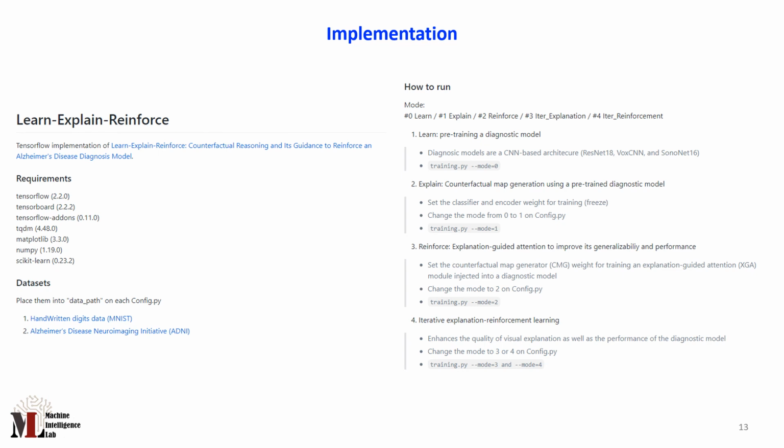First, in order for this code to work, you must make sure to set the version to the requirement below. And the corresponding dataset can be confirmed and downloaded through the hyperlink below, and the training step corresponding to the mode number has been written down. For example, in mode 0, the loop training the diagnostic model is executed, and in mode 1, the loop training the counterfactual map generator for interpreting the previously trained diagnostic model is executed.